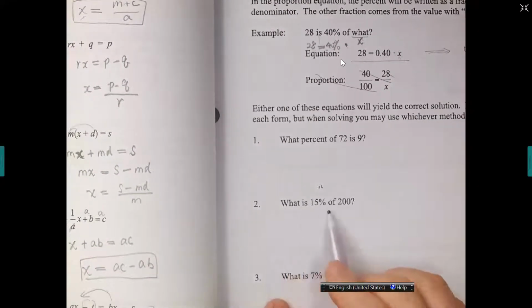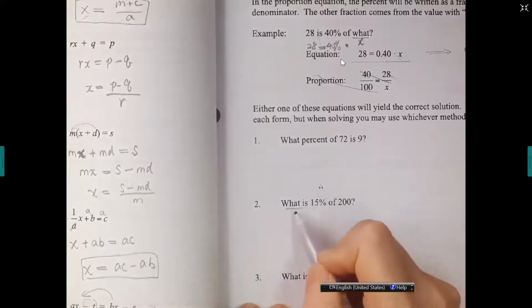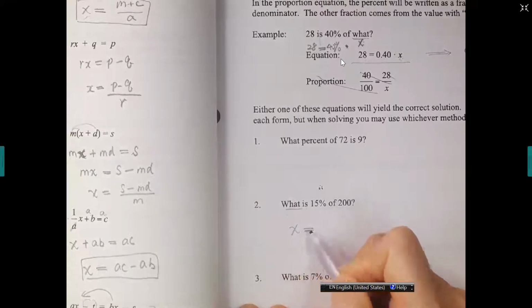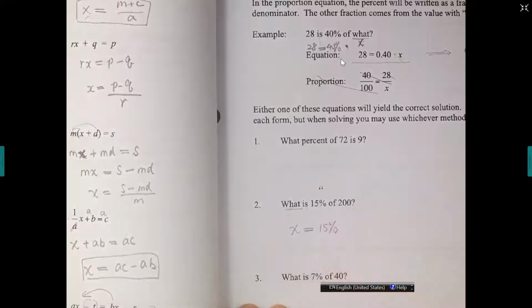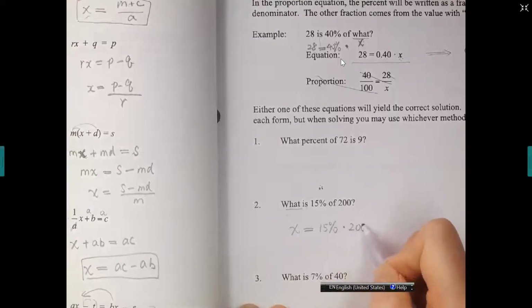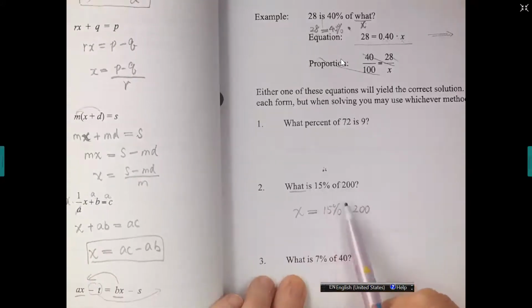Let's look at number 2. What is x? So what is 15% of 200? I give a letter to the what. So x equals 15%. Of means times 200. So this is the corresponding translation.